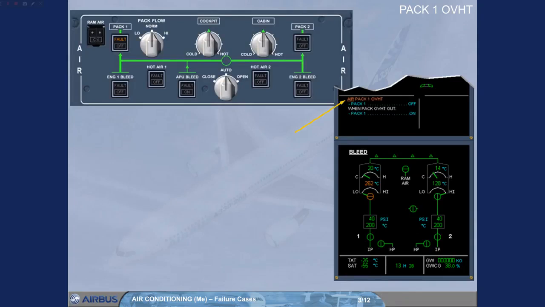A failure message and associated ECAM procedure have appeared on the engine warning display. The ECAM bleed page has been automatically called to show amber indications, and a fault light has illuminated on the aircon control panel.